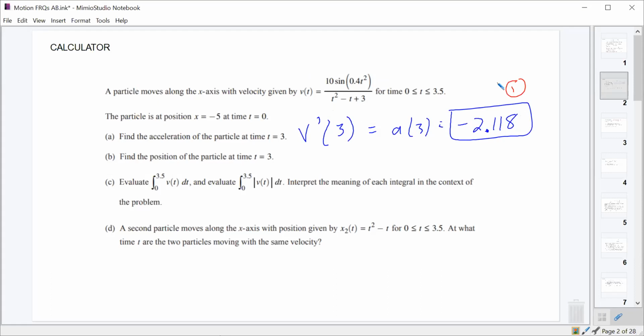Good or no? Good. Perfect. That should have been easy.